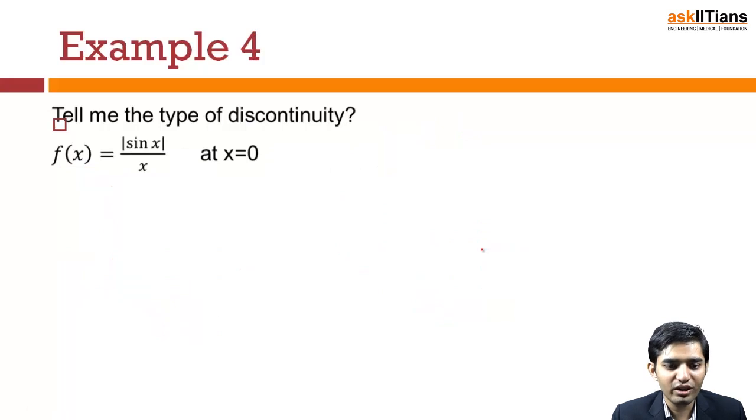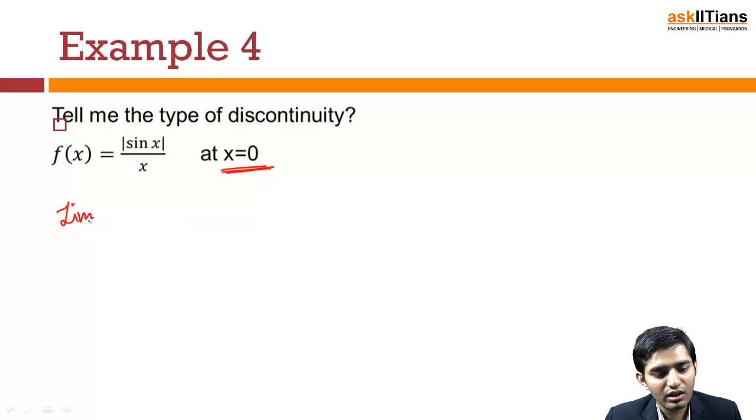Example 4 is, tell me the type of discontinuity if f(x) is equal to mod of sin x by x, right? Now mod of sin x by x will be discontinuous at which point? At x equal to 0 we have to check, right? Because the critical point is x equal to 0. So let me find out the limit as x tends towards 0.